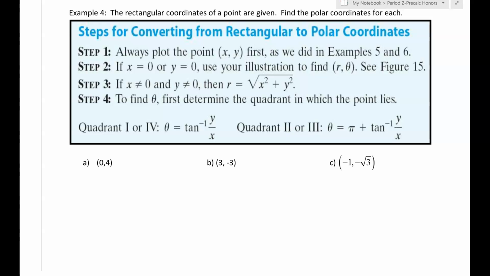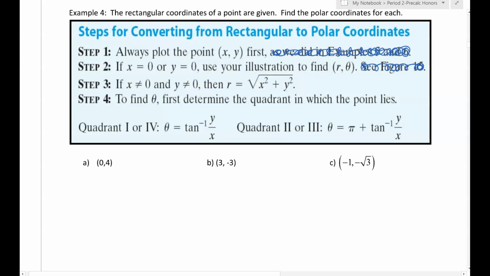So here are the guidelines or the steps for converting from rectangular to polars. Step 1, always plot the point first. So we're going to cross this out because I copy and pasted this from your book, so our example is a little bit out of order. Step number 2, if x equals 0 or y equals 0, use your illustration to find r comma theta. And again, cross that out.